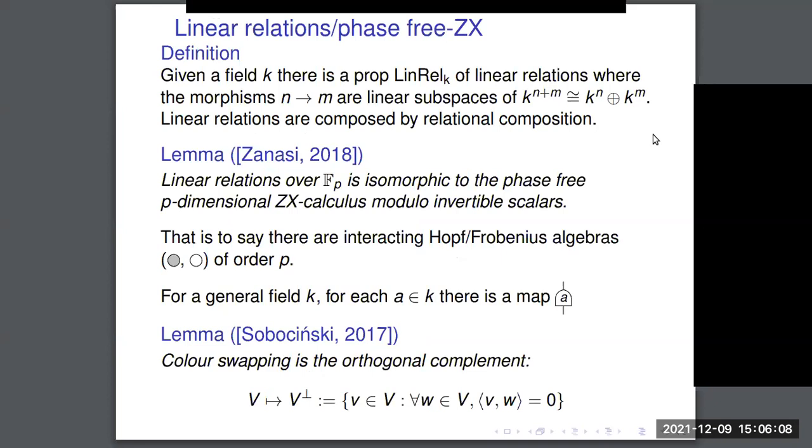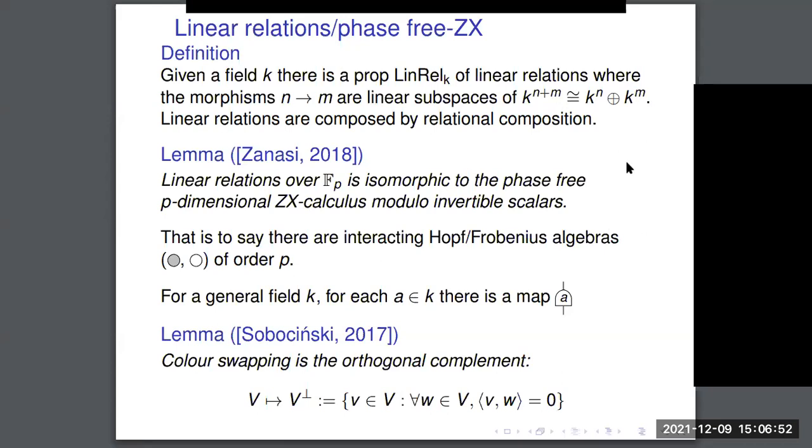Okay, so there's this observation made in Fabio Zanasi's thesis that the phase-free fragment of the ZX calculus, that's to say the fragment generated by the Z and X spiders, is isomorphic modulo scalars to this category of linear relations over F_p. The idea behind linear relations is that the morphisms are linear subspaces of a vector space, and you compose things with relational composition. So if you have a morphism from N to M, a subspace like this, and then one from M to L, then you would compose them if there's an element in the intersection.